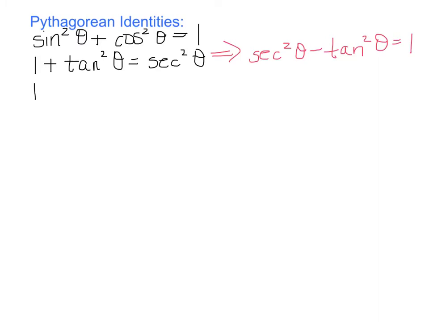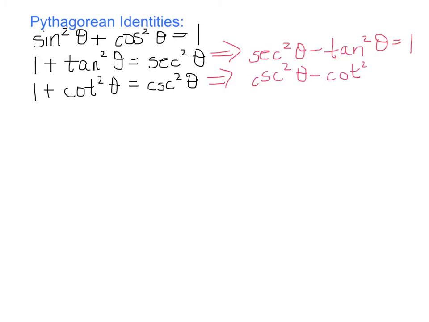And then the last one is 1 plus cotangent squared of theta is always equal to cosecant squared of theta. And if you want to rewrite it and get 1 by itself, cosecant squared theta minus cotangent squared theta is always equal to 1.